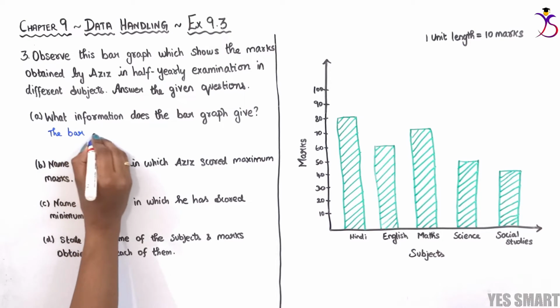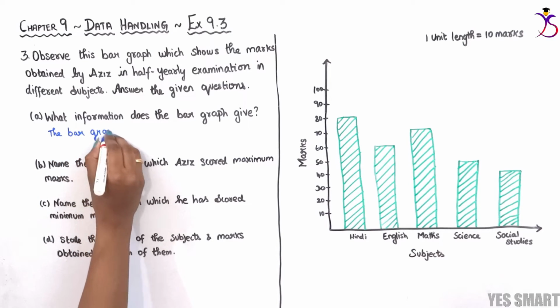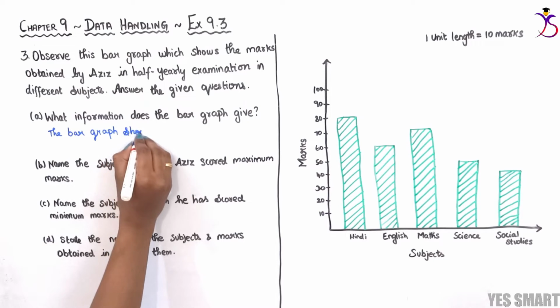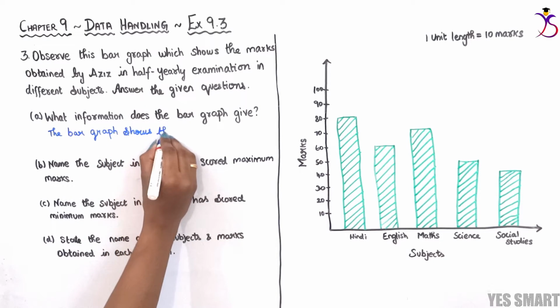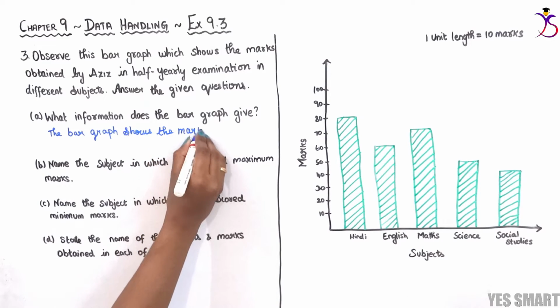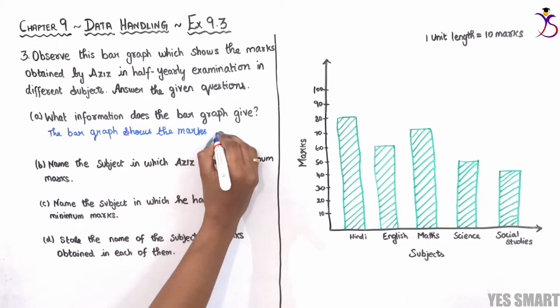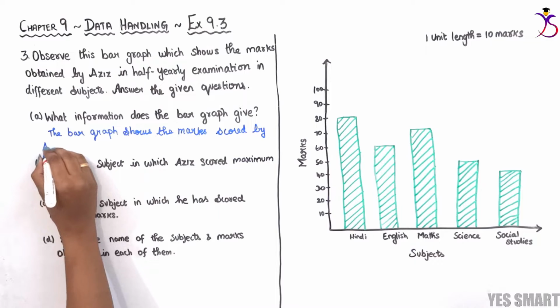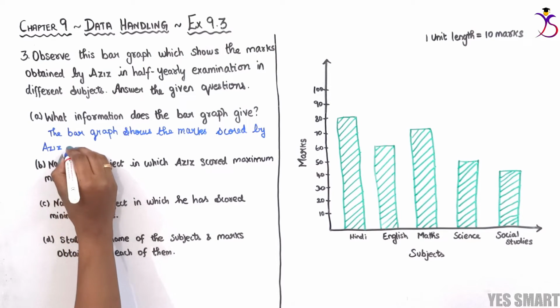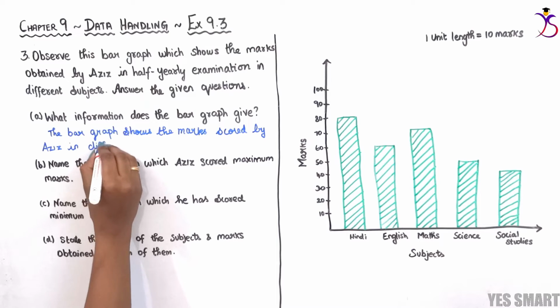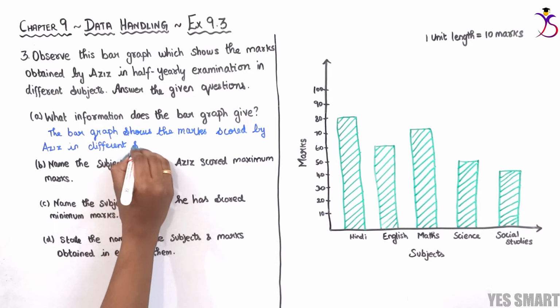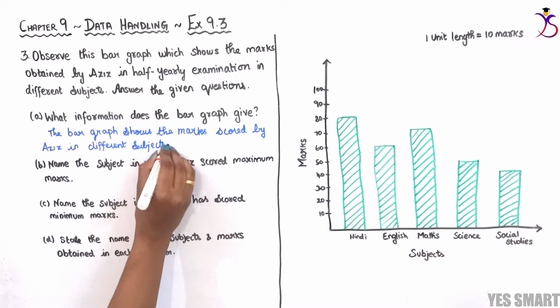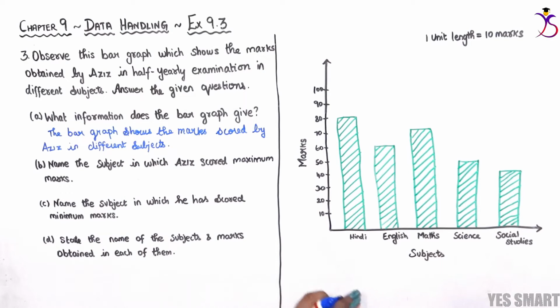So the bar graph shows the marks scored by Aziz in different subjects. Because they have given the subjects as well as the marks, most of the times we can easily observe the bar graph and know what it is representing. Or sometimes in the question itself, they will mention the context of the bar graph.